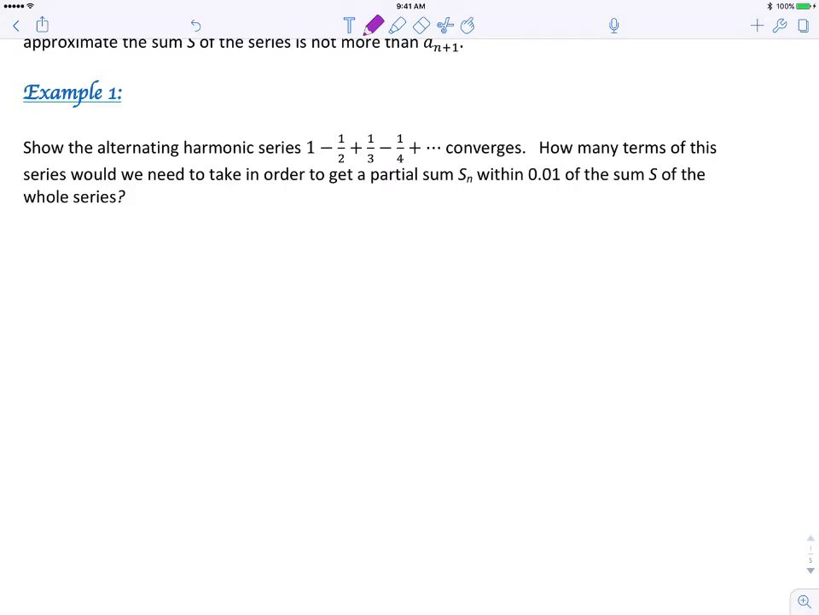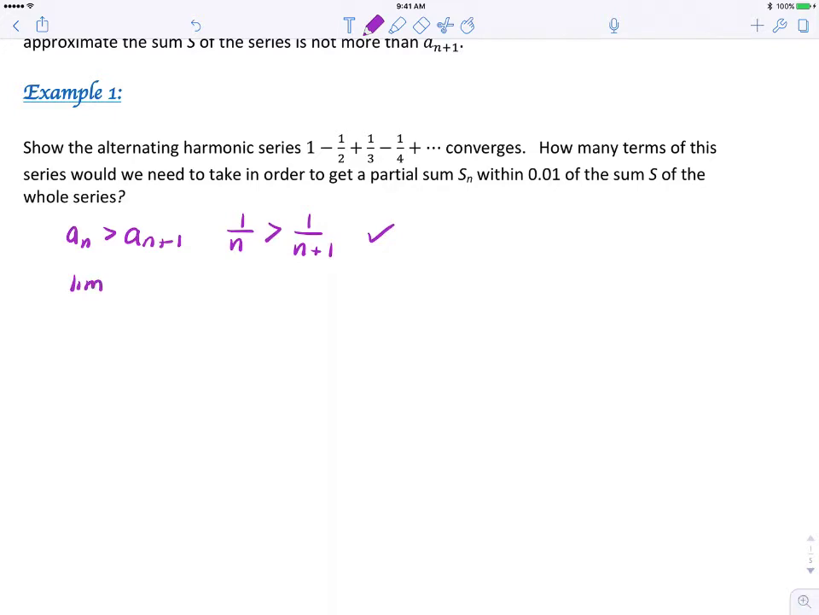To show the alternating series converges, there are two parts to the test. You need to show that the nth term is greater than the n plus first term for all n, and here the nth term is 1 over n. The n plus first term is 1 over n plus 1, and if we add 1 to the denominator, we're making the fraction smaller. So in fact, the nth term is greater than the n plus first term.